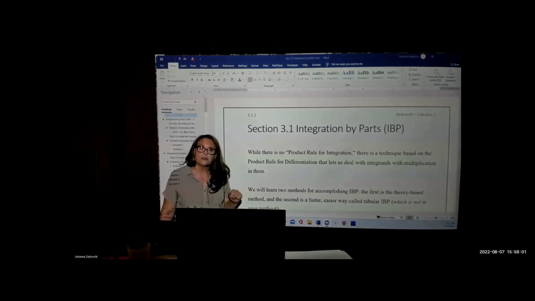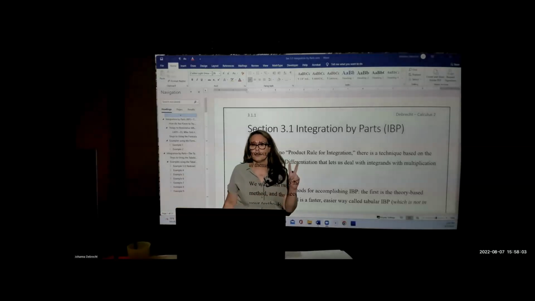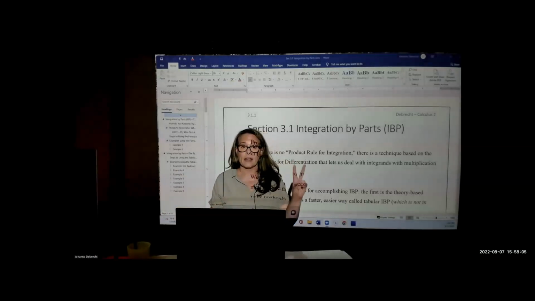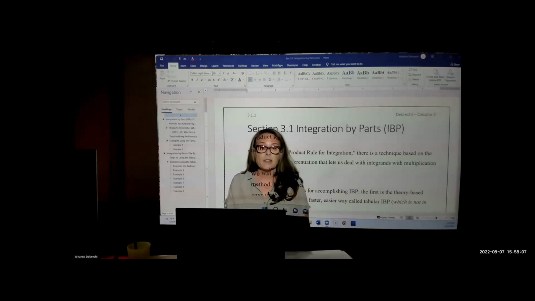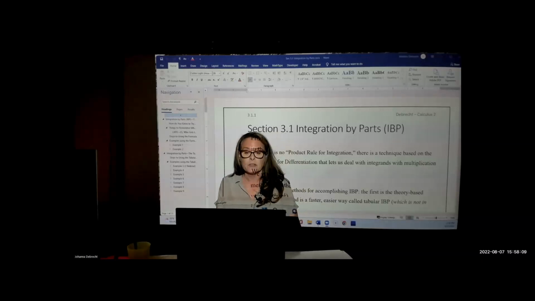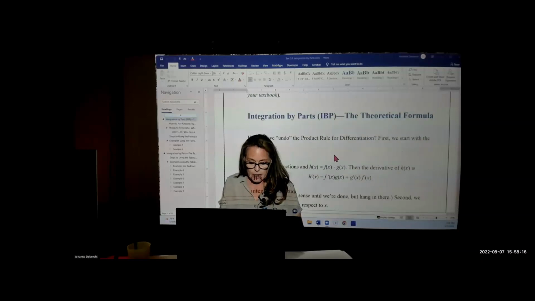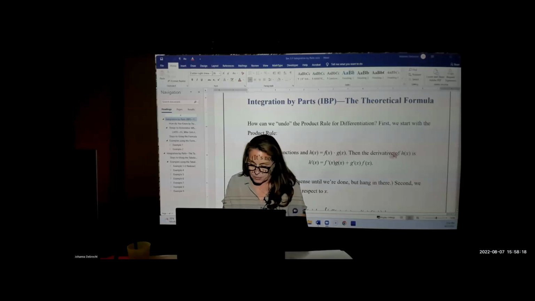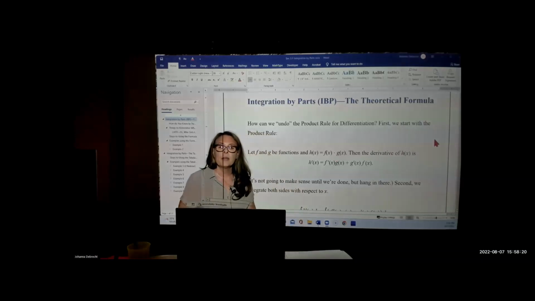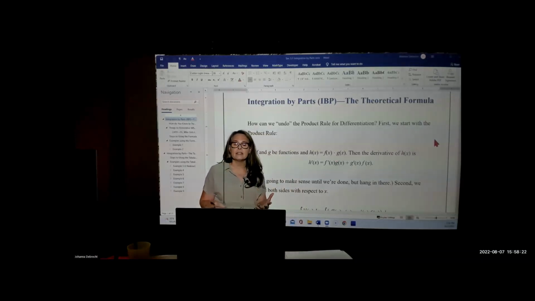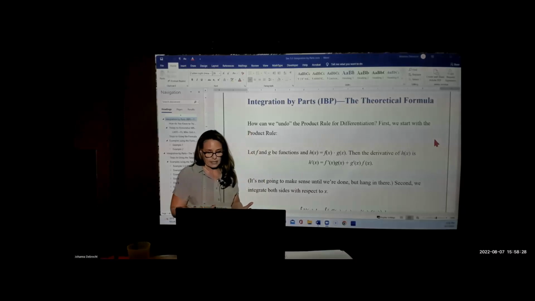So what we're going to do is learn two different methods of doing integration by parts, or IBP. One of them is the theory-based method, and the second is what's called the tabular method. The tabular method is faster in general, and it may or may not be in your textbook, but I'll show it to you here. They both work in all cases. It's up to you which one you're more comfortable with. You just have to learn the ins and outs of the two different techniques.